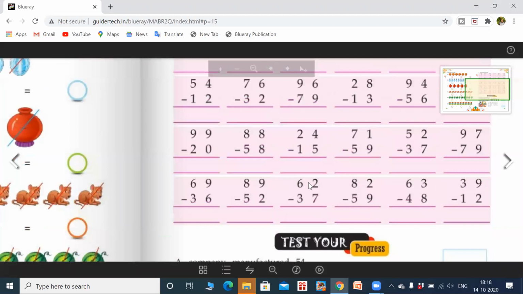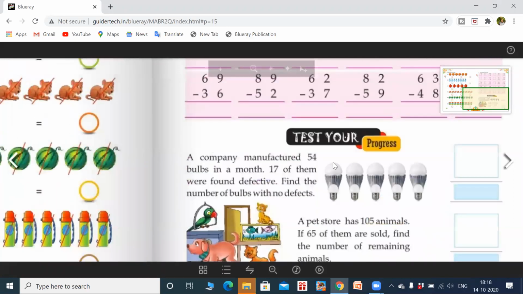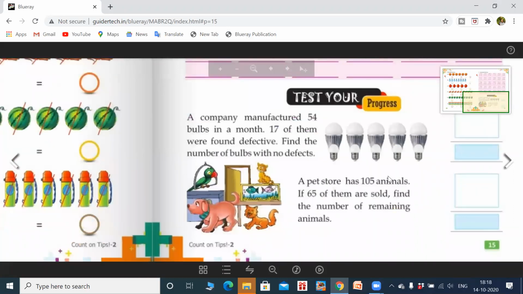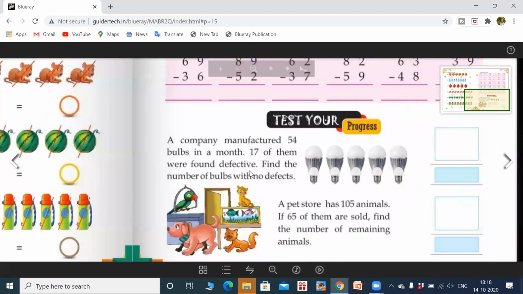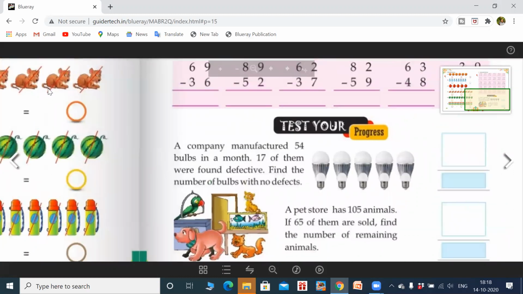Now next question. Test your progress. So this is a word problem. Read the question carefully. A company manufactured 54 bulbs in a month. 17 of them were found defective. Find the number of bulbs with no defect.